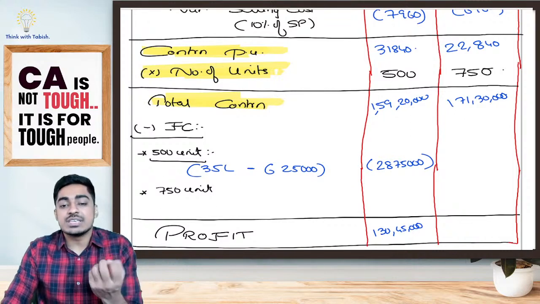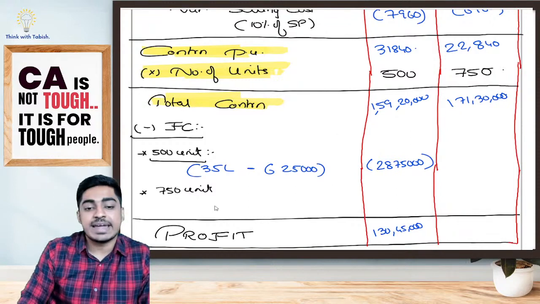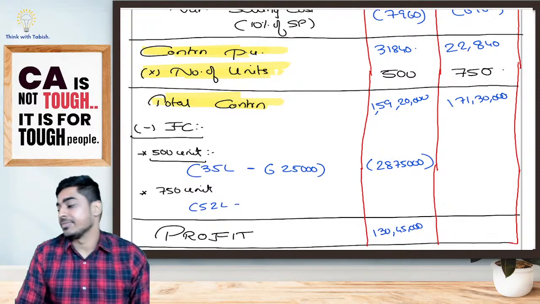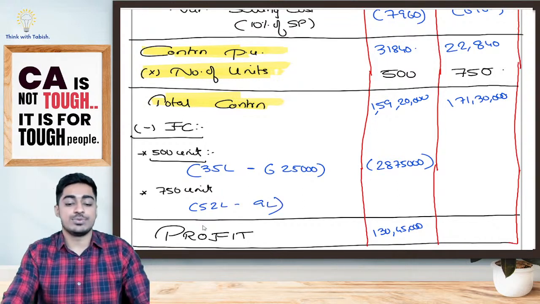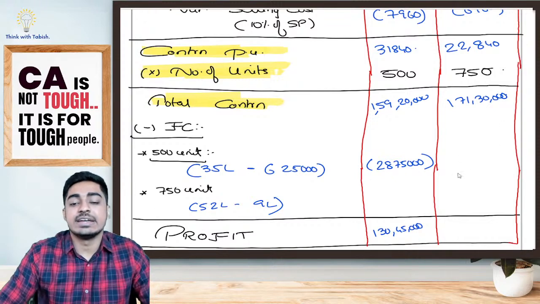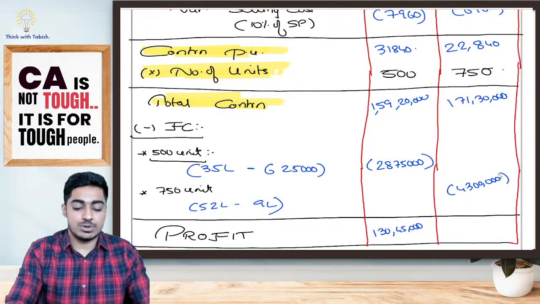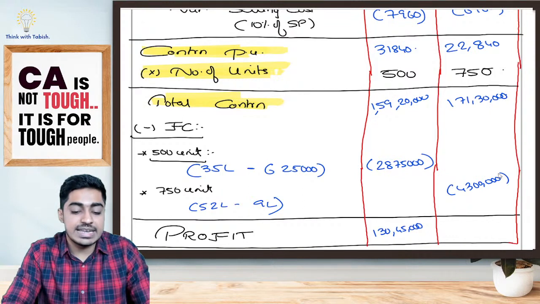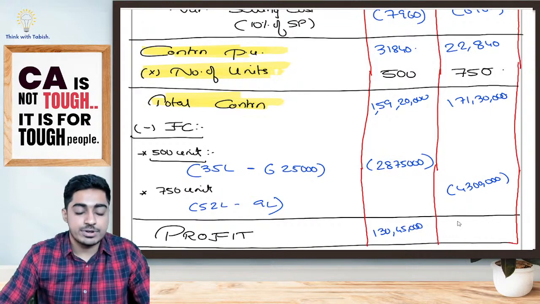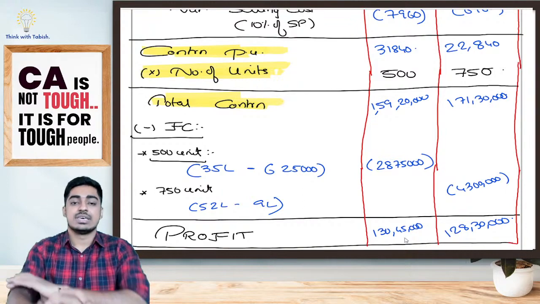From this, we need to reduce our fixed cost. If we have to produce 750 units, we need to purchase a plant for which we should pay 52 lakhs. When we sell this plant, we will get a scrap value of 9 lakh rupees. So 52 lakh minus 9 lakh, the net depreciation will be 43 lakh rupees. From the contribution of 1 crore 71 lakh 30,000, we reduce the 43 lakh fixed cost. We arrive at a profit of 1 crore 28 lakh 30,000 rupees. Is it clear, students?